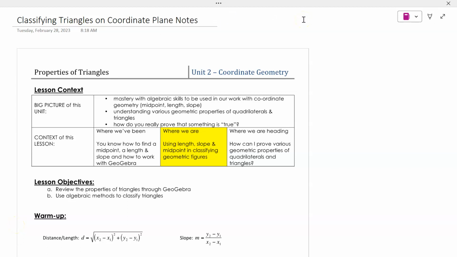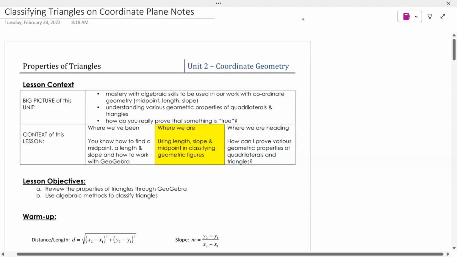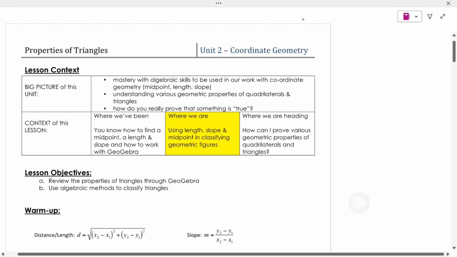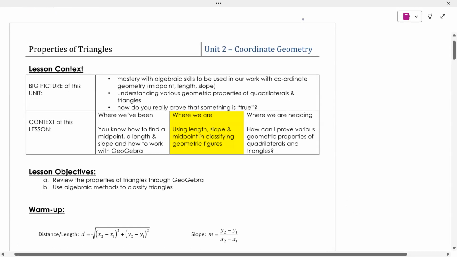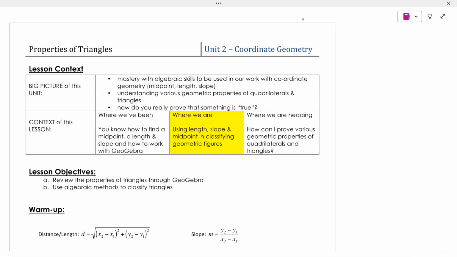Today we're going to be talking about classifying triangles on the coordinate plane. So that being said, we got some big picture stuff in this unit. It's important to know that once we're on the coordinate plane, we can actually use some old information like the distance formula, midpoint formulas, also the slope formula in order to determine what type of shape, and specifically what type of triangles, we have going on here.